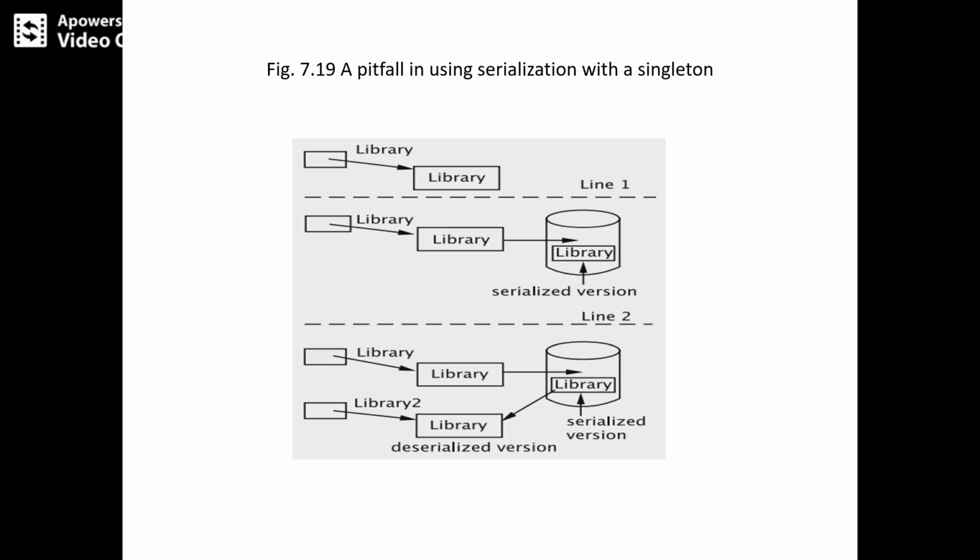This diagram shows a pitfall in using serializable with singleton. We had discussed singleton earlier. In that diagram, what has happened? In line 1 we initially obtained an instance of the library object. Then we take another instance of library, library 2, in line 2. So library 1 and library 2 is the deserialized version. Here we take the serialized version to understand what the essential problem actually is.